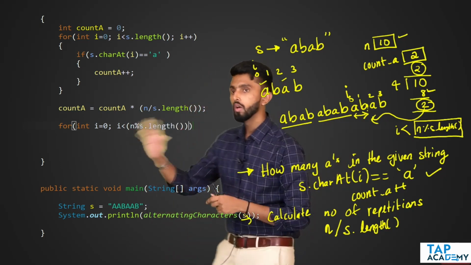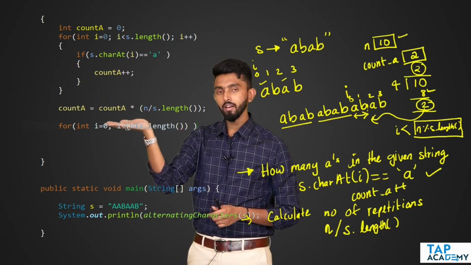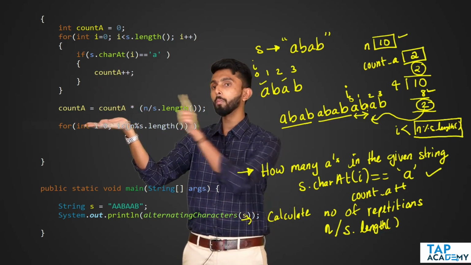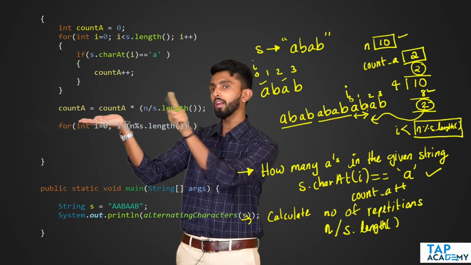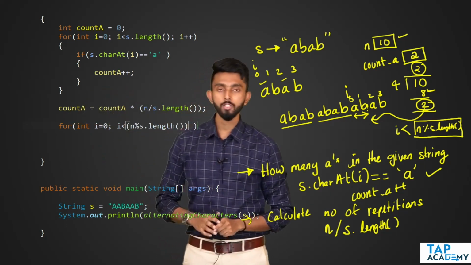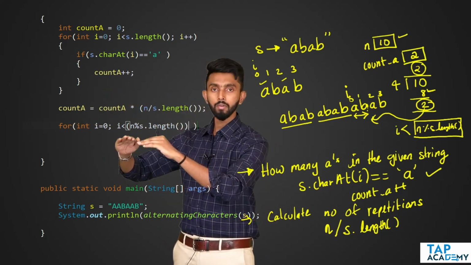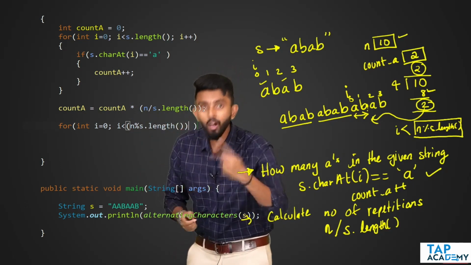That's it. So see here, first I calculated how many A's in a single string. Then I calculated how many A's in the repeated strings. So for that, what did I do? I calculated how many times you can repeat it. That times the number of A's will give me the repeated A's. And then I come down and calculate the extra characters which must be there in the string. In that, how many A's?